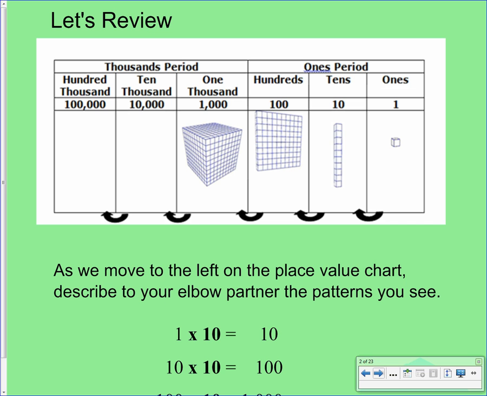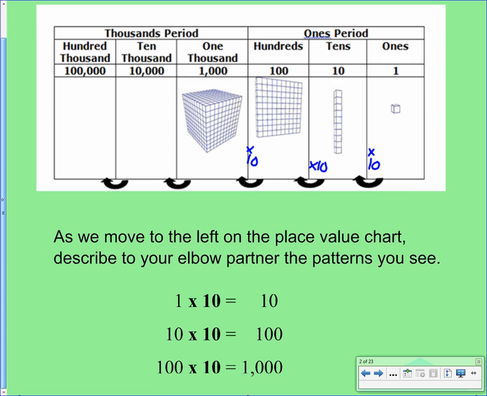As a review, when we move to the left on our place value chart, we're multiplying by 10 because it takes 10 ones to make a 10, and it takes 10 tens to make a 100, 10 100s to make 1,000, and so on and so on and so on. So there you go.